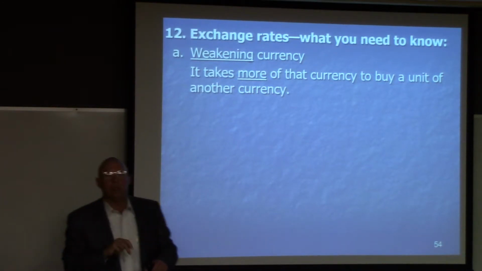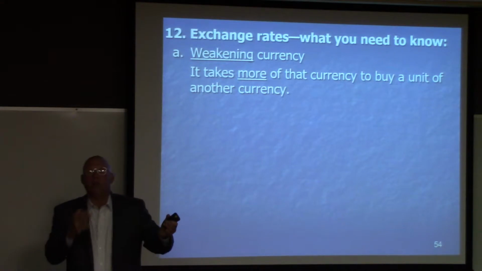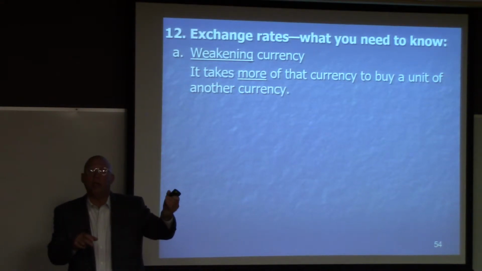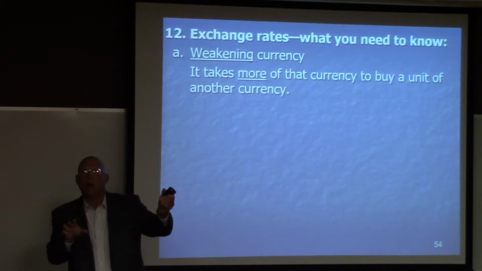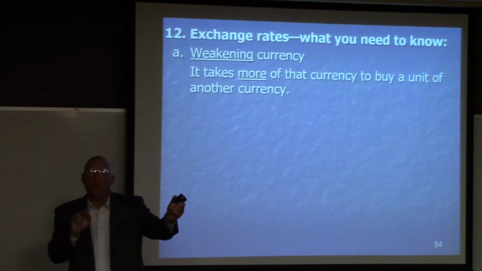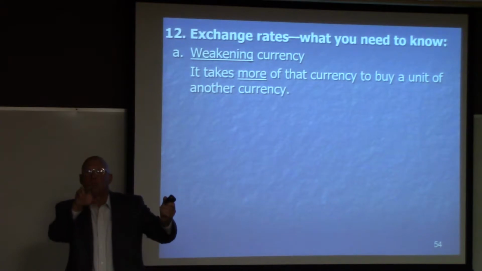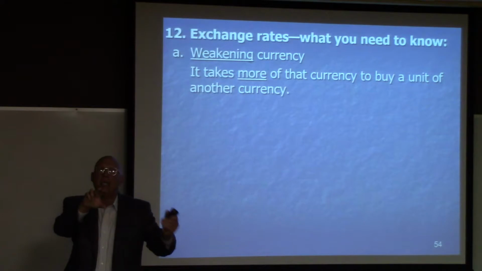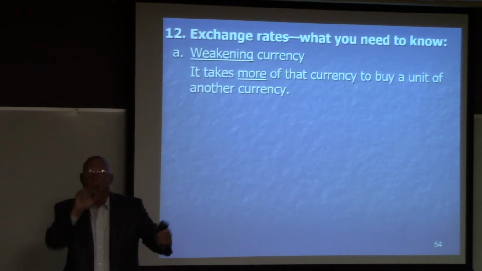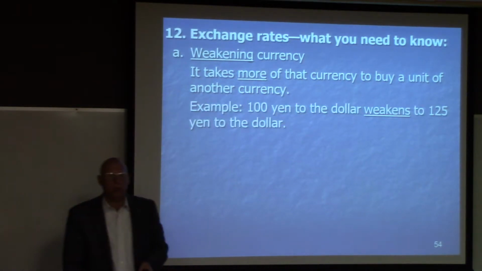So let's use the yen and the dollar. If the dollar is weakening versus the yen, it means it takes more dollars to buy 1 yen than before. That's weakening. The yen is strengthening and the dollar is weakening. Or vice versa, the dollar is strengthening and the yen is weakening, which means it takes more yen to buy dollars. Okay, strengthening and weakening.